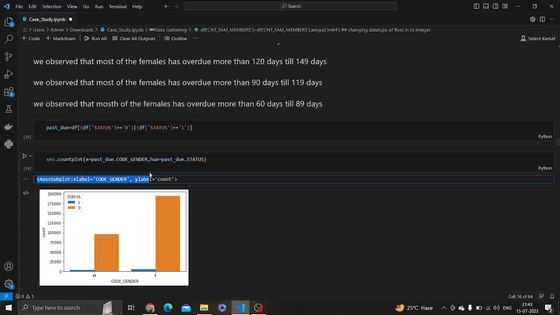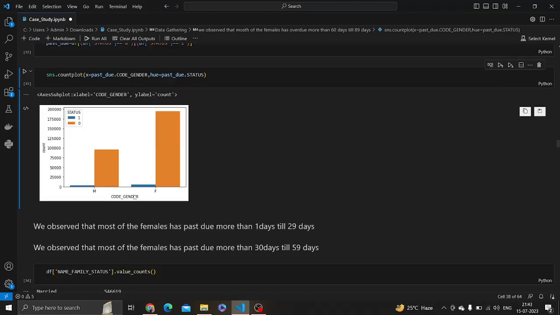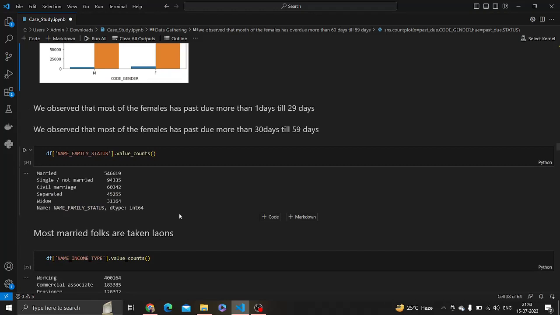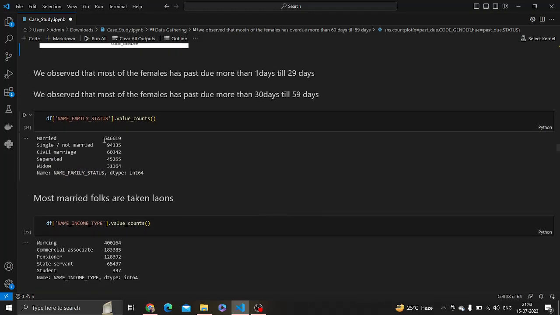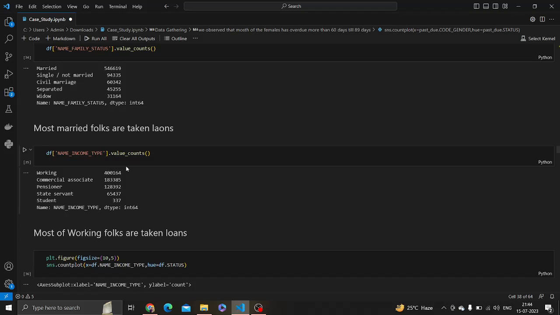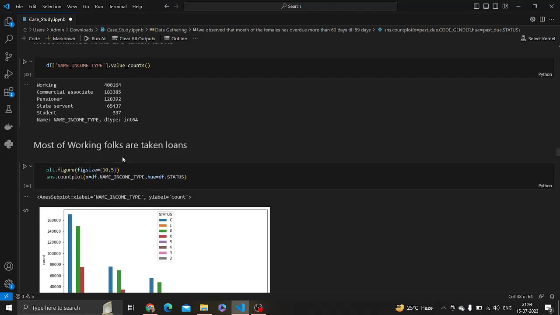And also finding out the same thing for the past due record. Okay, the male and female. So we observe that most of the female has past due from 1 day till 29 days. Female has also the higher count of it, and family status like married there is 5,46,000, single or separated, the widow. And most married folks have taken loans. Those who are already married, they are taking the most loans.